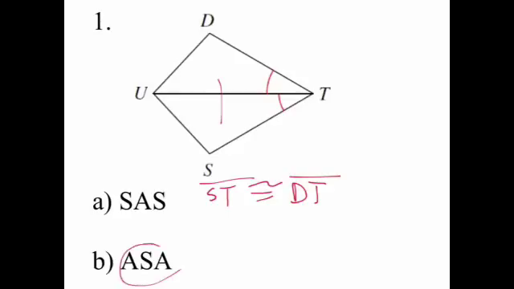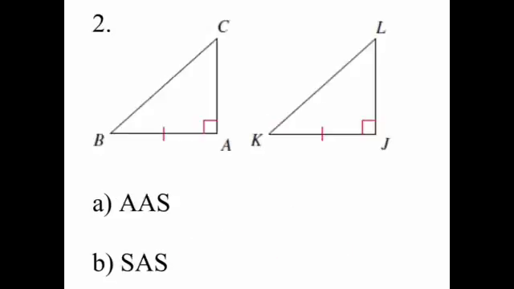And if we want angle, side, angle, here's an angle, here's the side, we need the next angle. And on the top triangle, it is that angle right there. So we need those two angles. That's angle TUS, congruent to angle TUD. And on 2, we already have a side and an angle on both of these triangles.